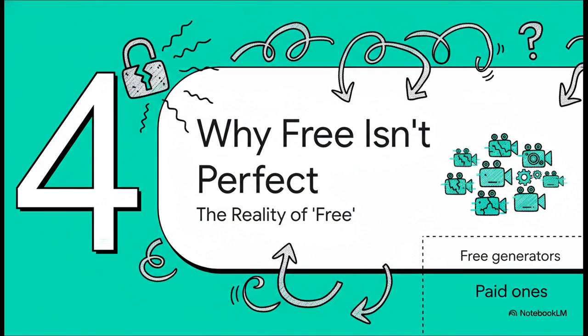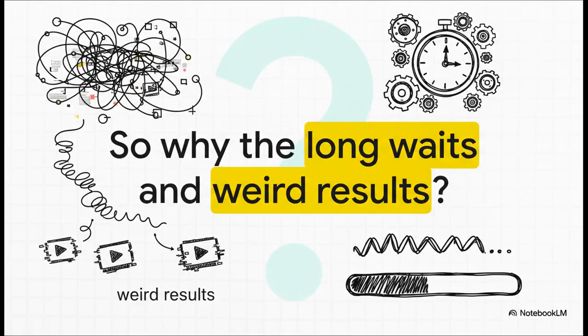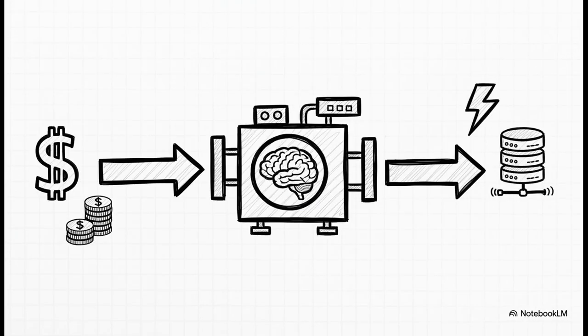So that brings up the big question, right? Why do all the free generators have these exact same issues? Well, the answer, as it turns out, is incredibly simple. I mean, it's a fair question. Why the long waits and weird results? It all just comes down to basic economics. Creating AI images and videos is extremely resource intensive, and those resources cost a lot of money.